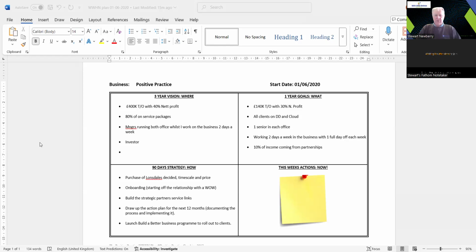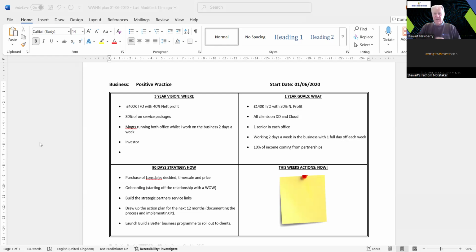It's some action points. As you can see from this example, a turnover of £400,000 at 40% net profit. 80% of clients on service packages. Managers running both offices while I work on the business 2 days a week. Investor. And then there are a couple of bullet points left for us to fill in with anything else. So it's very high level.